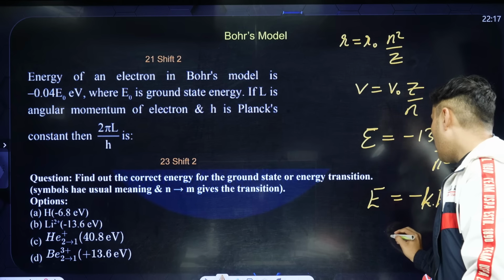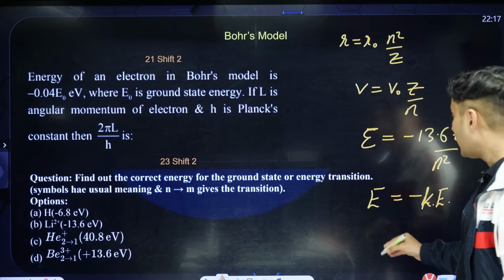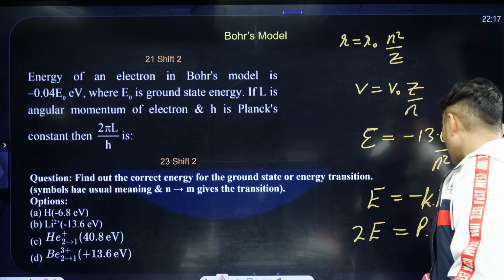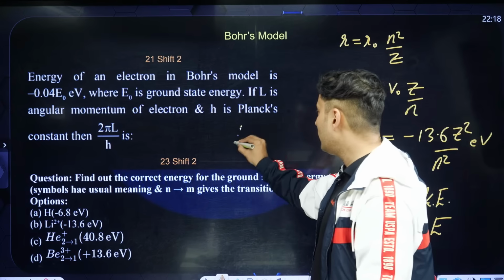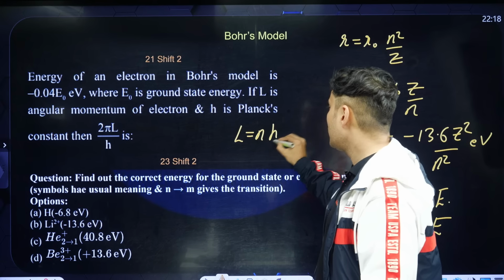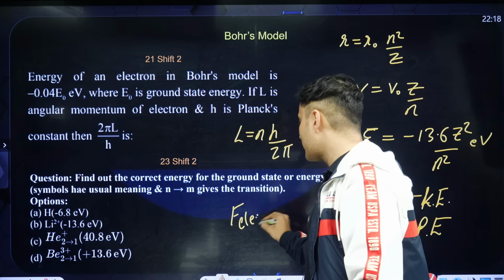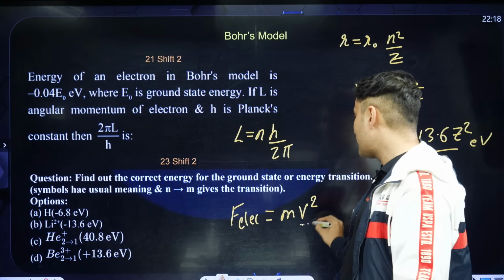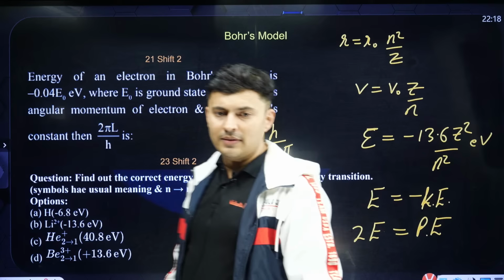and what else? Two times the total energy is equal to the potential energy. So these formulas you should know. Apart from that, angular momentum is nh divided by 2 pi, and the electric force gives the necessary centripetal force, so mv square by radius of the orbit. So these basic formulas you should definitely know.